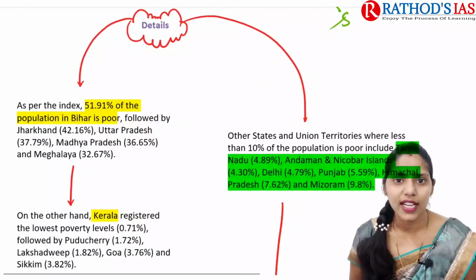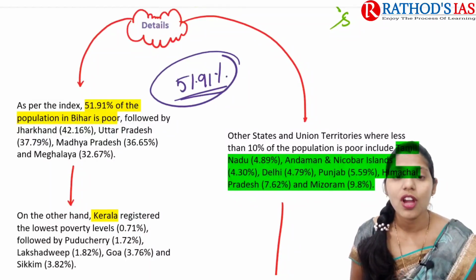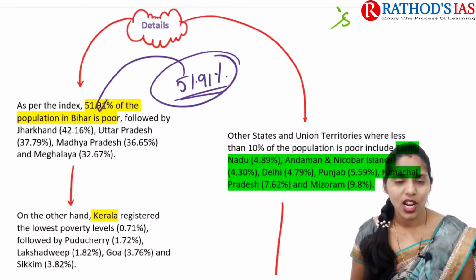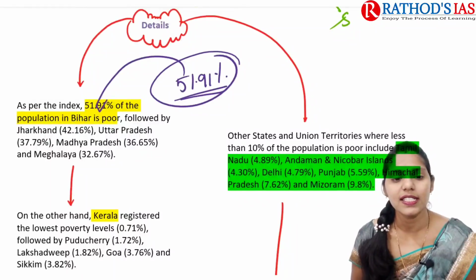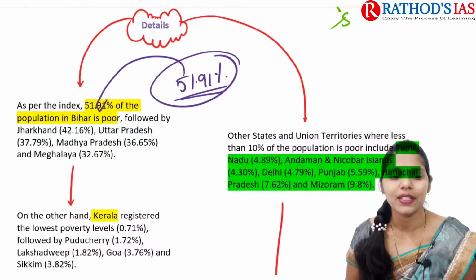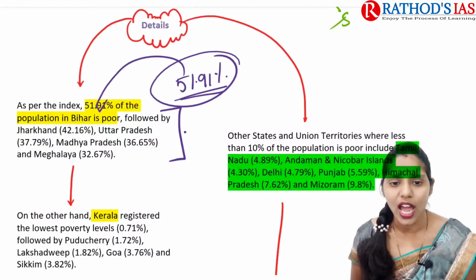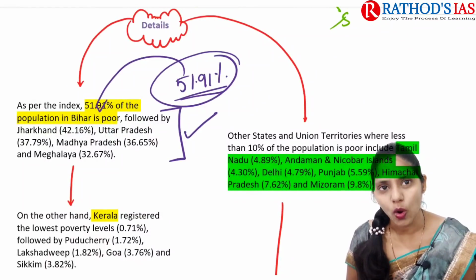According to the index, 51.91% of the population in Bihar is poor. After Bihar, the second state is Jharkhand, next is Uttar Pradesh, then Madhya Pradesh, and then Meghalaya. These are the states having a higher rate of poverty.